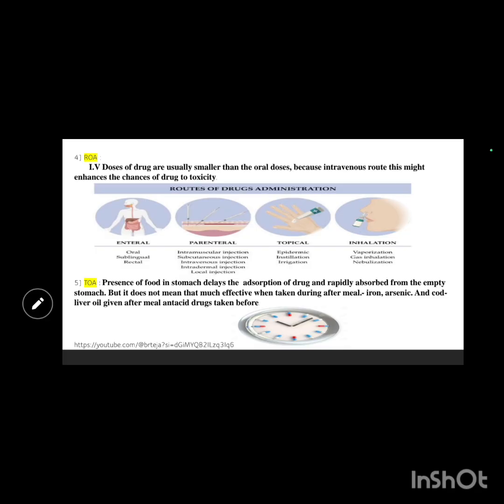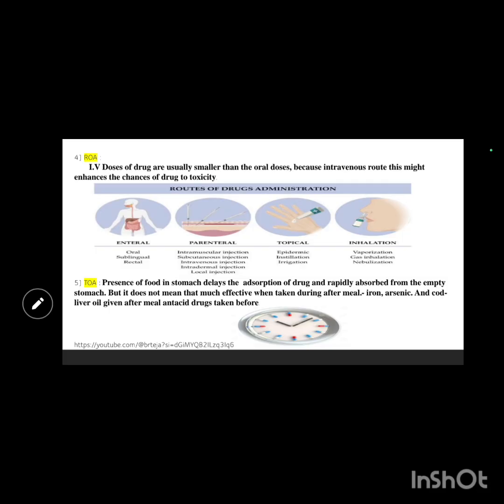Topical, next one. Topical is only for skin, epidermic installation, irrigation. Topical is only for external use, not for internal use. Examples are ointments, lotions, gels, creams, and so on. Inhalation: if a patient is suffering from asthma, the inhaler is very important. COPD patients also use inhalation: the asthma inhaler, vaporization, gas inhalation, nebulization.